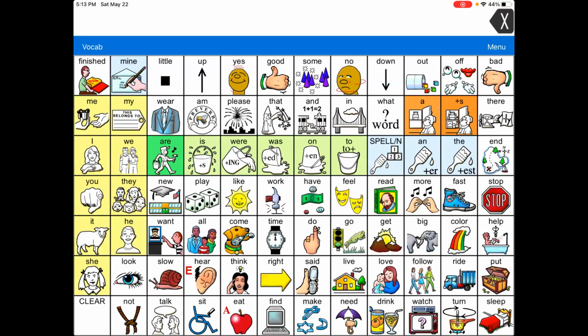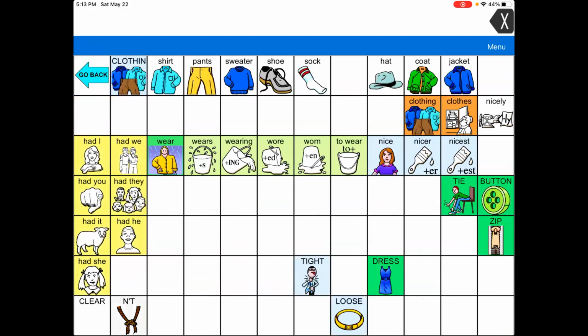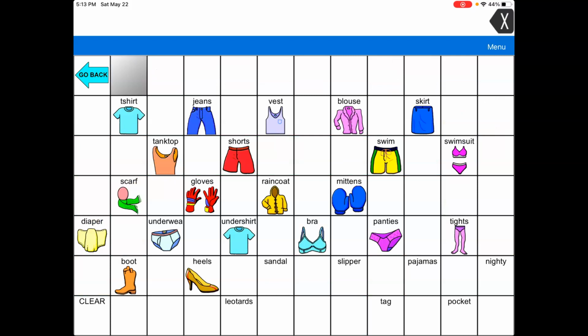So in the second row, about 3 icons in, is a little suit, and the word is wear. And as you can imagine, that is clothing. So if we touch that, we have access to talk about our shirt, pants, sweater, if things are too tight, if they're too loose, if we look nice. And then if you touch that very first icon on the top row that says clothing, you'll get a third layer that offers you more items of clothing.